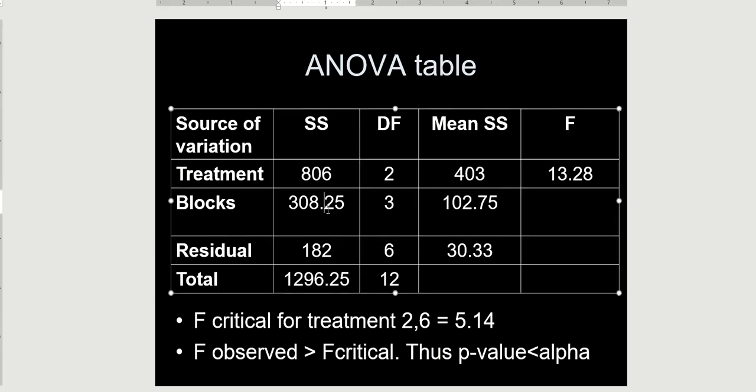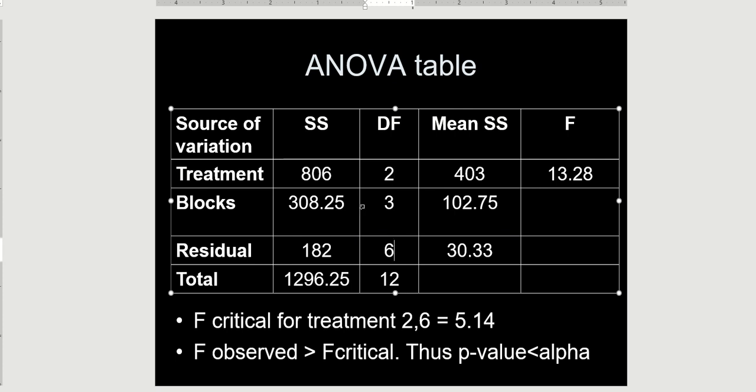So we calculated these values a minute ago. We calculate degrees of freedom. And then all we have to do is divide the sum of squares by the degrees of freedom to get the mean sum of squares: mean sum of squares treatment, mean sum of squares blocks, mean sum of squares residual. I take the mean sum of squares treatment and divide it by the mean sum of squares residual, and that gives me an F of 13.28. This is called the calculated F. It has degrees of freedom numerator 2 and denominator 6.